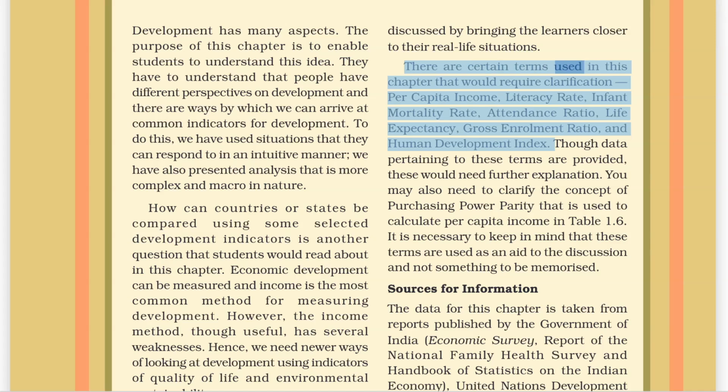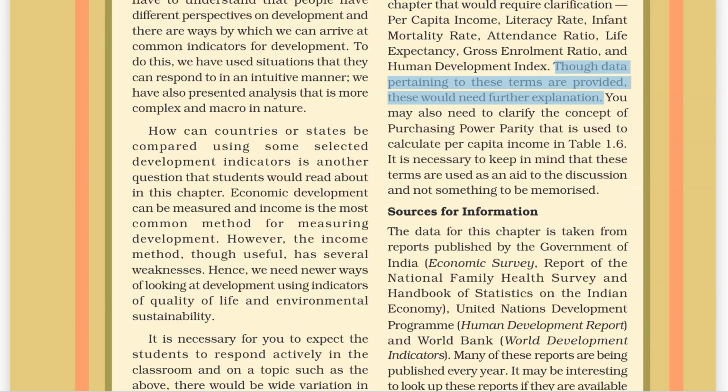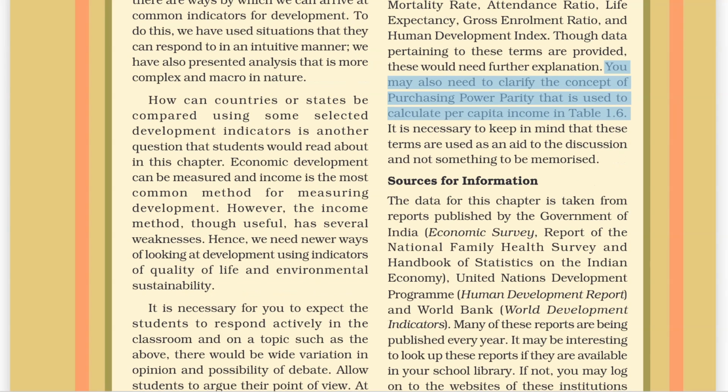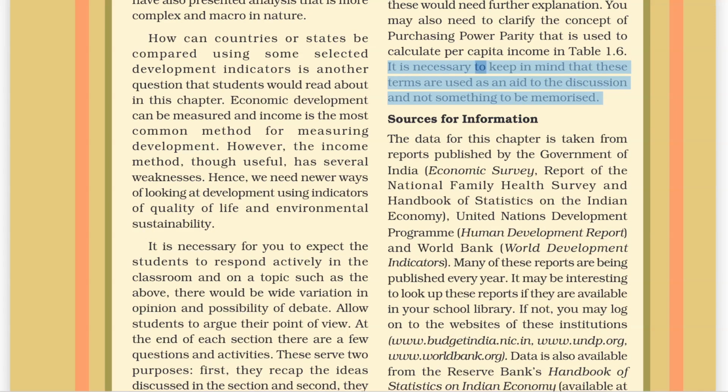There are certain terms used in this chapter that would require clarification: per capita income, literacy rate, infant mortality rate, attendance ratio, life expectancy, gross enrollment ratio, and human development index. Though data pertaining to these terms are provided, these would need further explanation. You may also need to clarify the concept of purchasing power parity that is used to calculate per capita income in Table 1.6. It is necessary to keep in mind that these terms are used as an aid to the discussion and not something to be memorized.